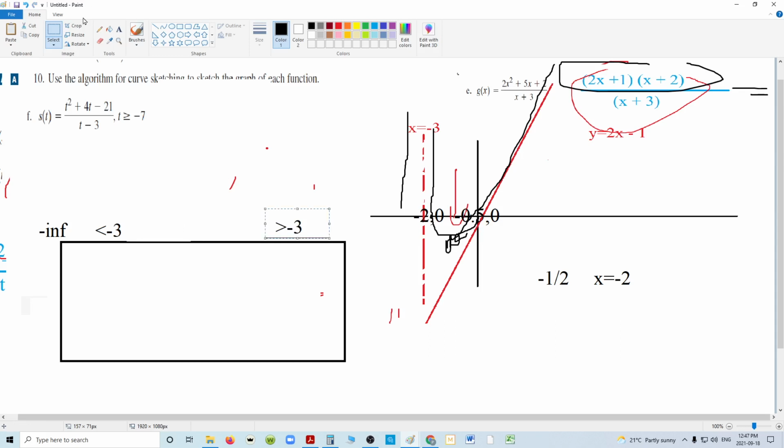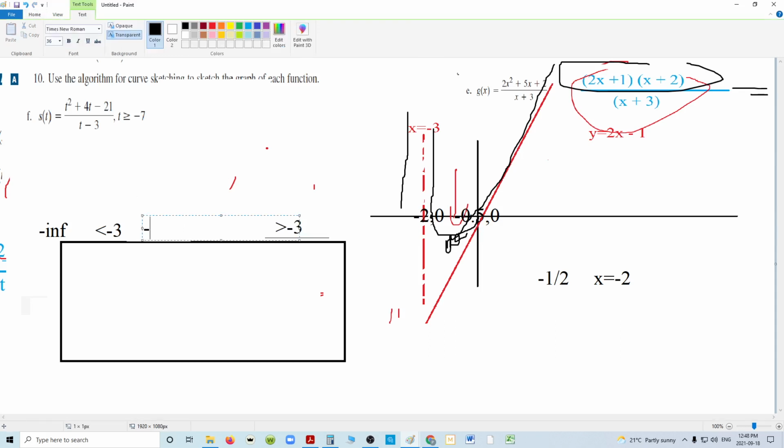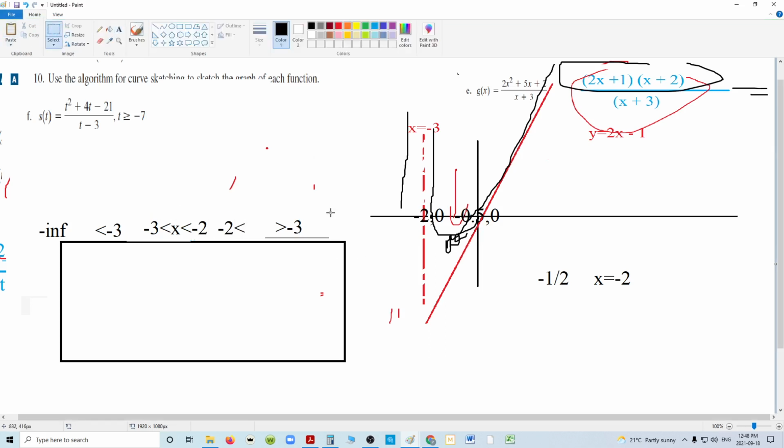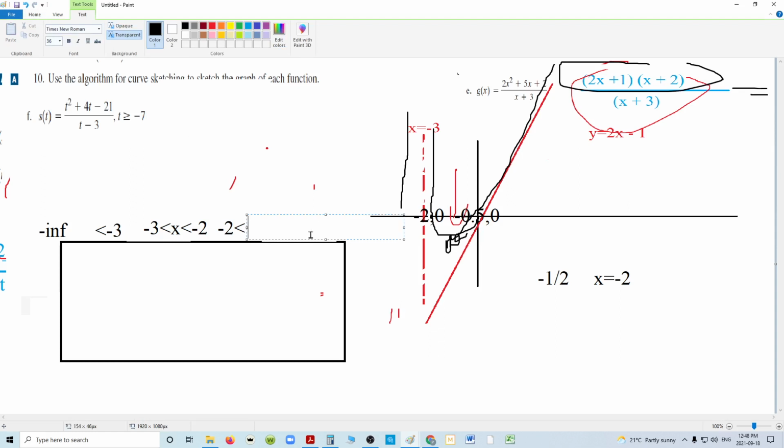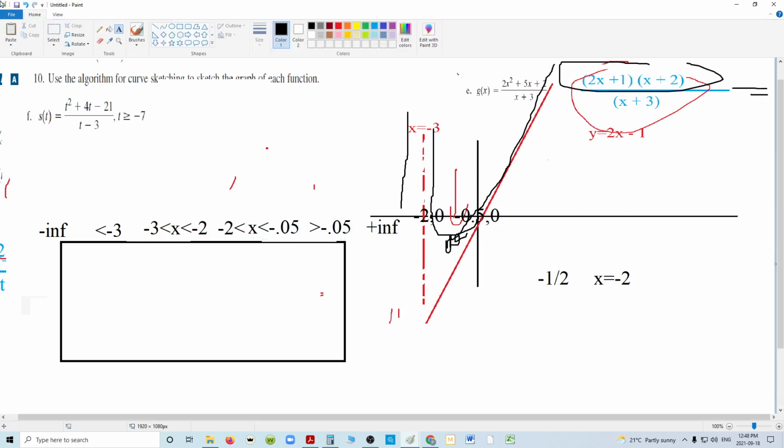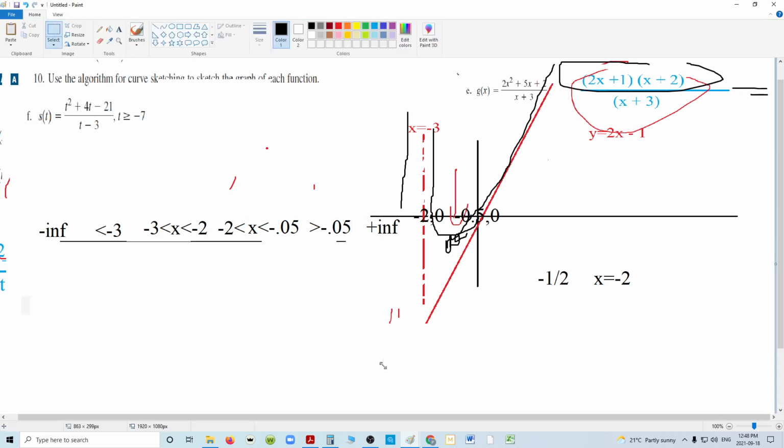smaller than -3, but what happens between -3, smaller next, and -2? Is it positive or negative? What happens between -2 and -0.5, which is the next intercept? What happens when it's bigger than -0.5? And you have to finally add a positive infinity. Wow, see, so our chart is a lot bigger than we thought.